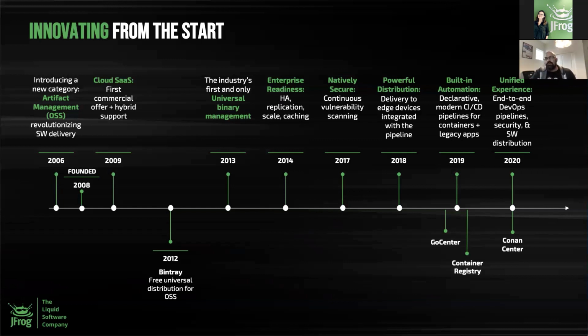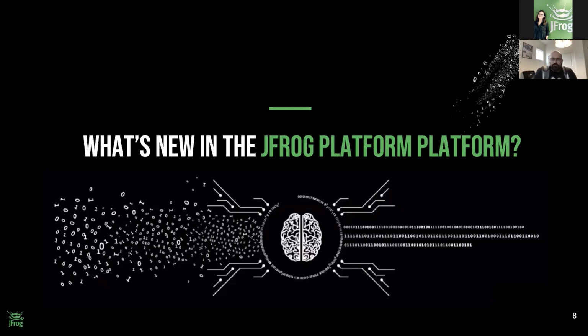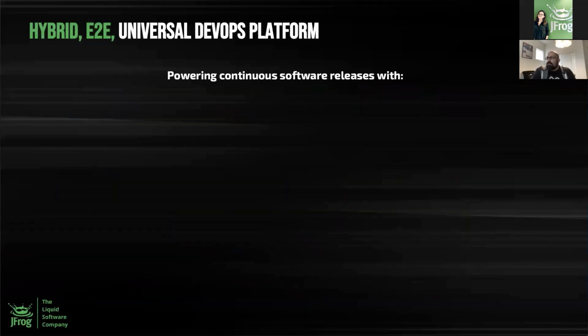So that's kind of the history of what we did over the last, what is it, 14 years. And today we are talking about the JFrog platform. So I mentioned a couple of terms like hybrid and universal. So now it's time to actually pay the bills.